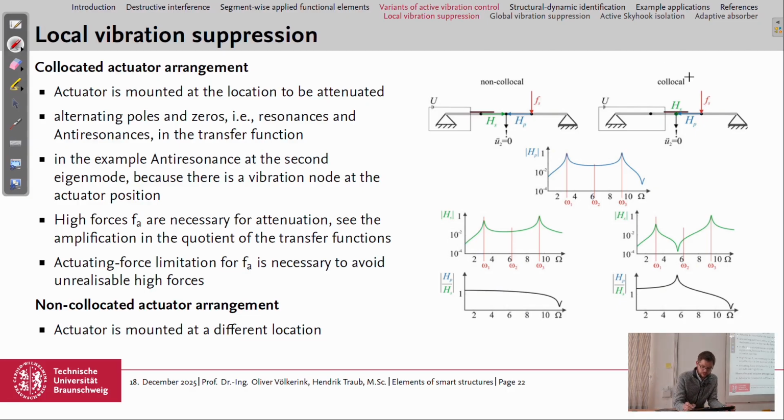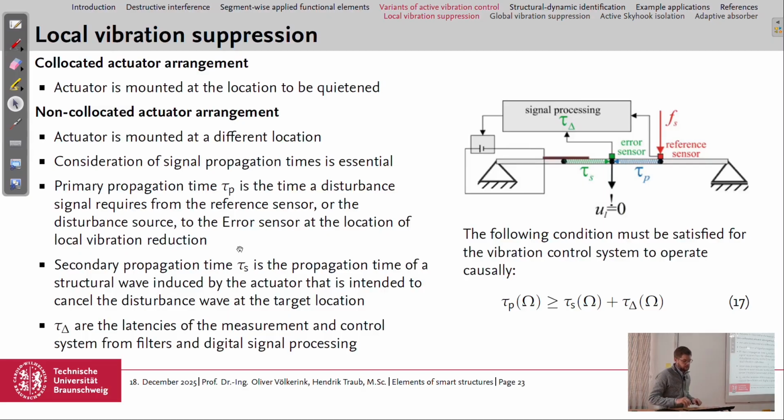Collocal, or collocated, means that the actuator is at the position where we want to calm down the structure. And non-collocal would be the second option we now have a look at. In this case, the actuator is not at the position where we want to calm down the structure. So the actuator is mounted at a different location.